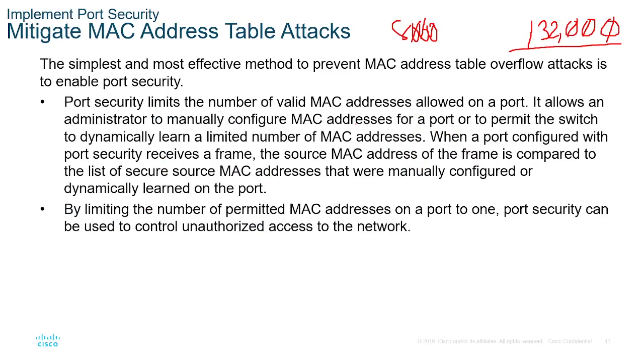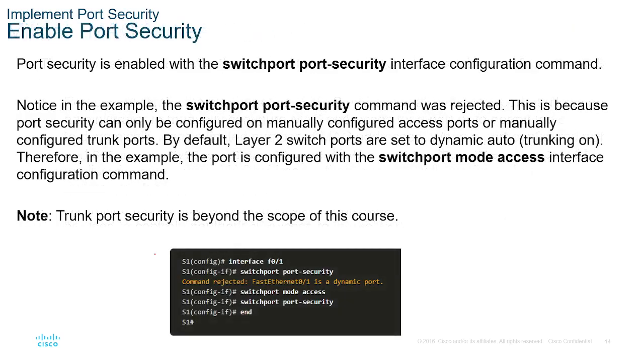Now, by limiting the number of permitted MAC addresses on a port to 1, port security can be used to control unauthorized access to the network. It means only those authorized users, such as the administrator, can access our network. To do that, you just simply type interface F0/1, and then switchport port-security. As you can see, we have here switchport mode access, and then switchport port-security.